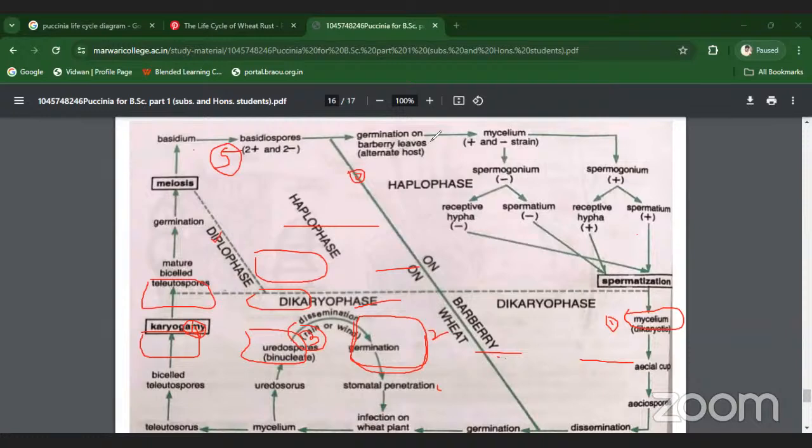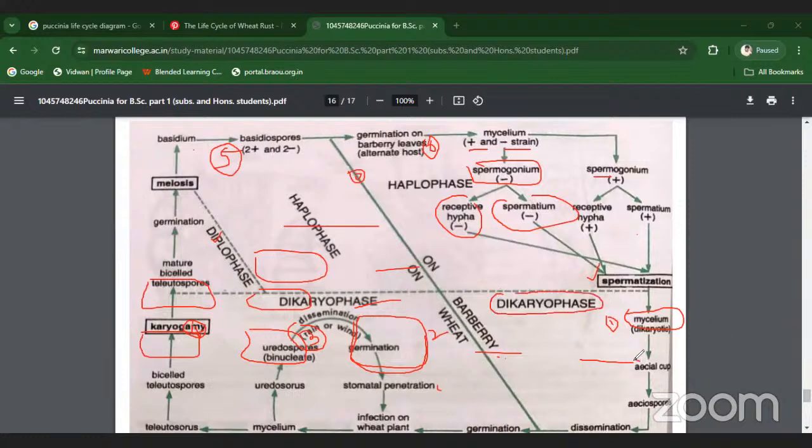Sixth, the basidiospores are plus strain and minus strain, which are different. The minus spermagonium and plus spermagonium both have receptive sites. The plus spermatium is received by the minus receptive site, and minus by the plus receptive site, vice versa. This type of sexual reproduction is called spermatization. After that, dikaryotic mycelium is formed.